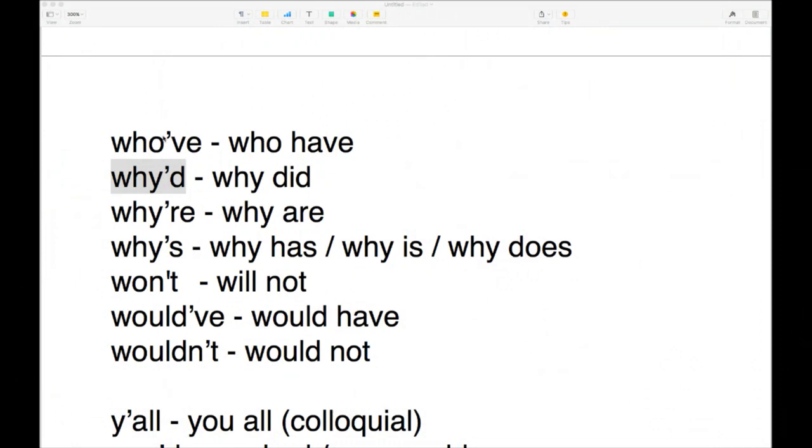The next one is why'd. This is a homophone, actually, because it sounds like wide, W-I-D-E. But what it actually is is a contraction of why did. It sounds exactly the same as the word wide, or something is wide. So this one is spelt W-H-Y apostrophe D. Why did you do that? Why'd you do that?